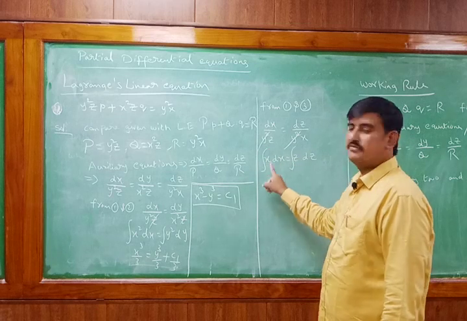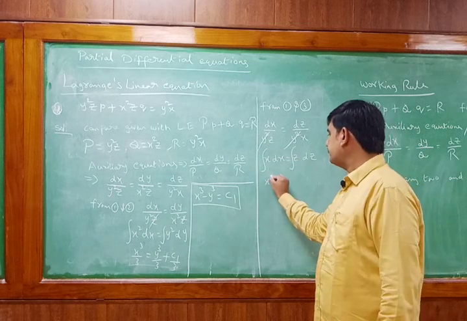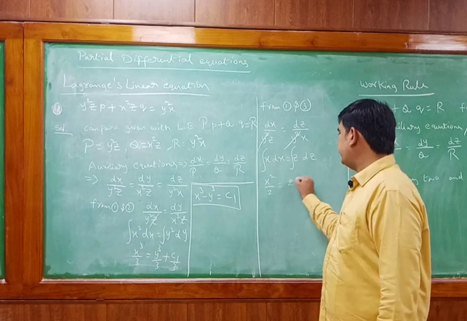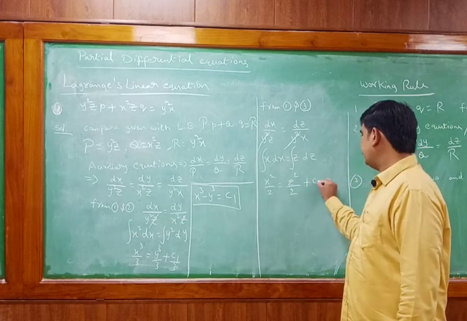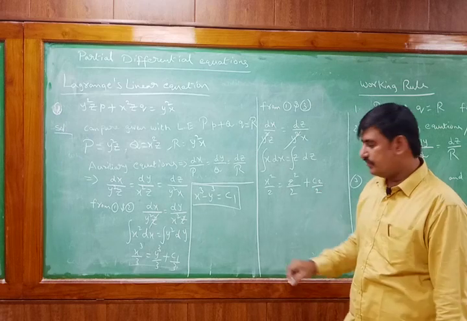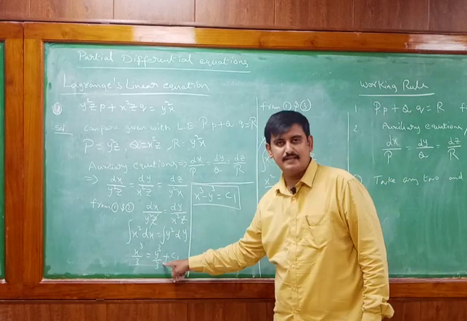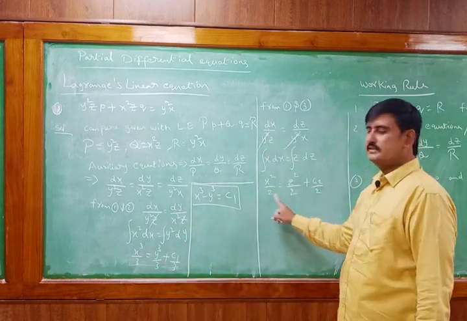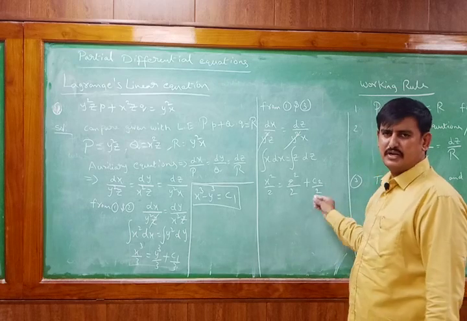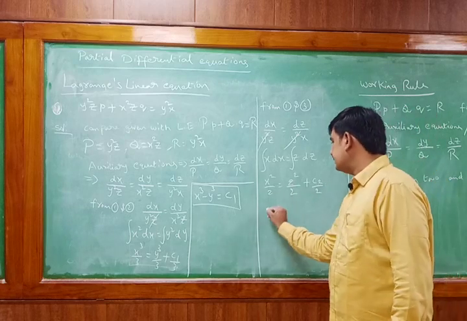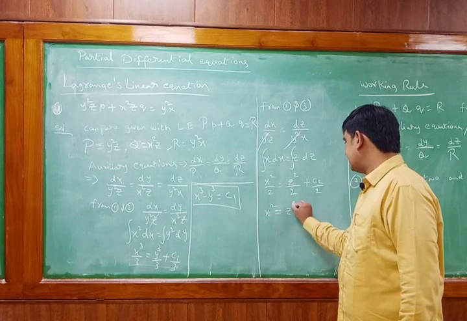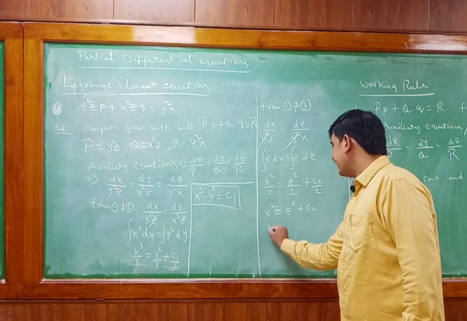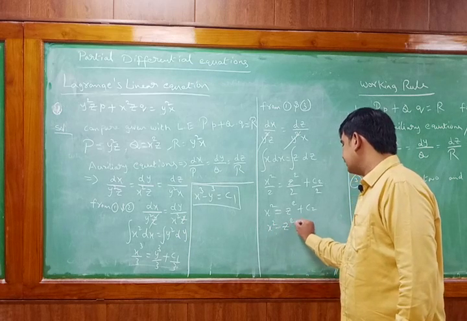Then integrate. The integration of x becomes x square by 2, and the integration of z is z square by 2. Now what is the constant? C2 by 2. Earlier we took C1 by 3 to cancel 3; here we have to cancel 2. Otherwise you can take C2 also, no problem. So take the LCM and cancel it: x square is equal to z square plus C2. So x square minus z square is equal to C2.